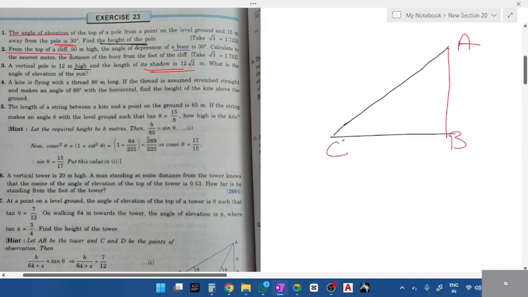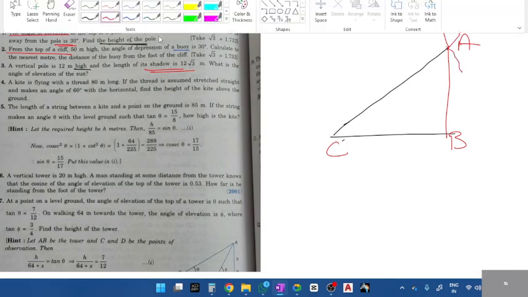You have to explain now. The length of the string between a kite and a point on the ground is 85. Which one is 85 meters here? BC, AC, or AB? Why is AC 85? Where is the kite? Which point would the kite be on? Yes, vertex A. Vertex A, the kite would be there.